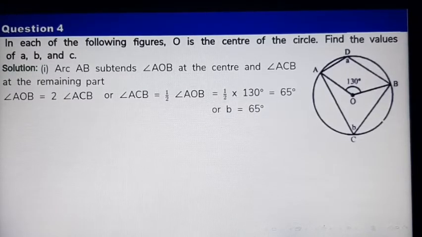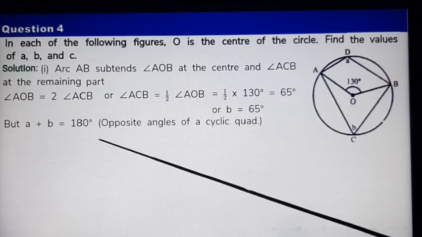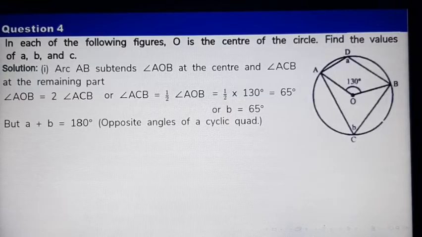Yes, we are able to see this to be a cyclic quadrilateral, as all the vertices are lying exactly on the circumference. Now we know that the opposite angles will be supplementary, or the sum of the opposite angles of a cyclic quadrilateral is 180 degrees. That means this and this are lying exactly opposite to each other. So that's why we have A plus B equals 180 degrees out here.